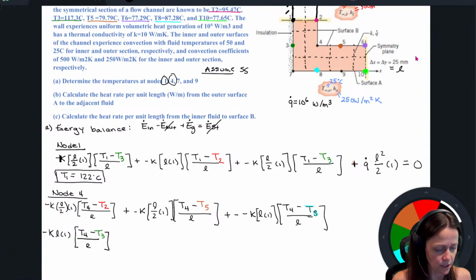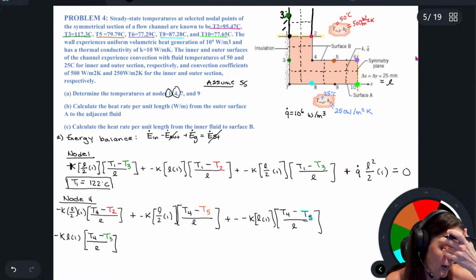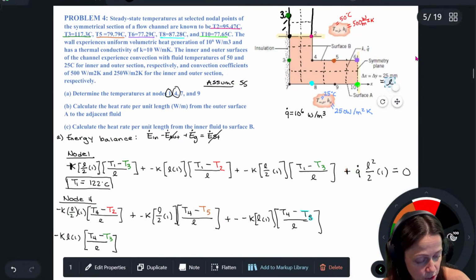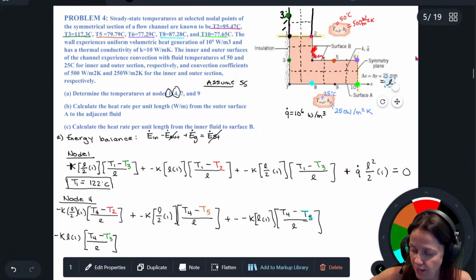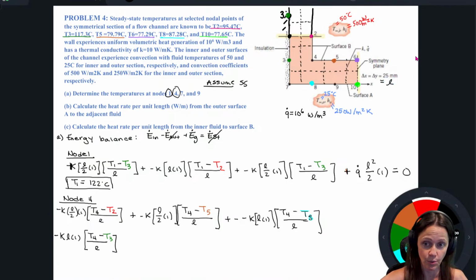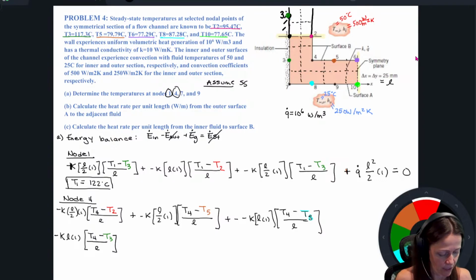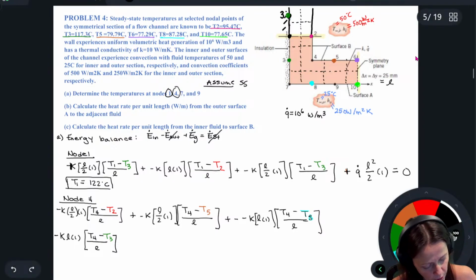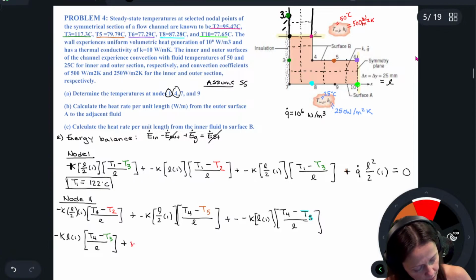1, 2, 3, 4 conduction terms. But I also have convection on that area and that area. So since it's 2 half areas that convection is going through, it's going to be just a full area. So plus H times L times 1.